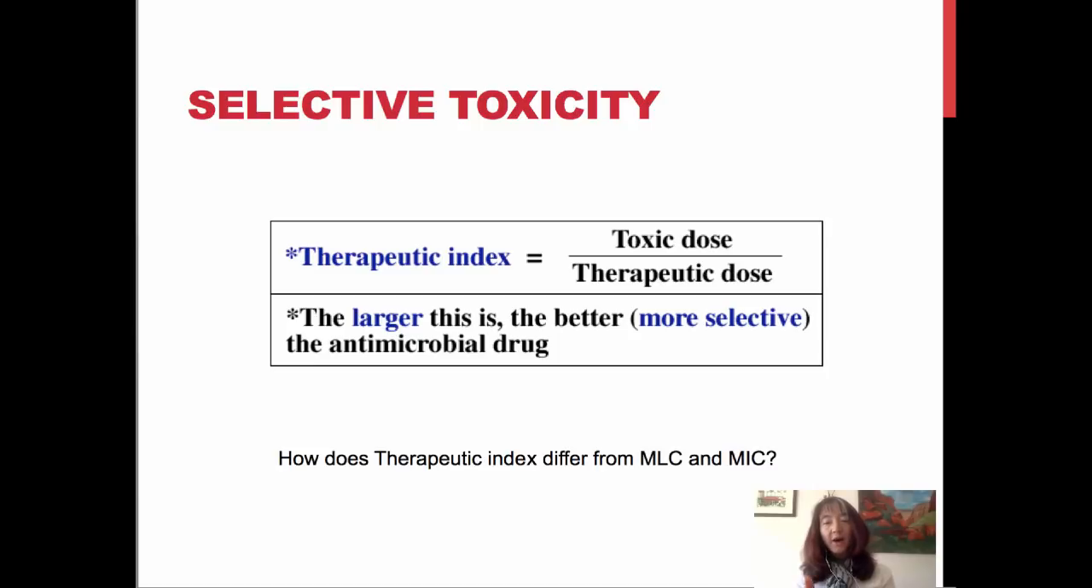But what you'll notice about MLC and MIC, so commonly reported, is that they tell us absolutely nothing about toxic dose.